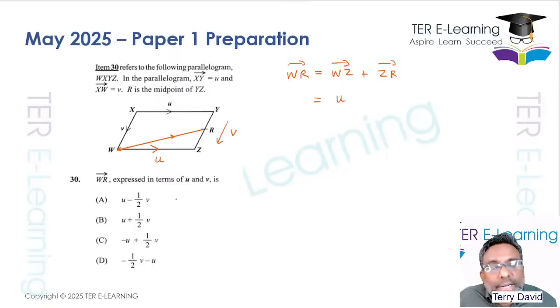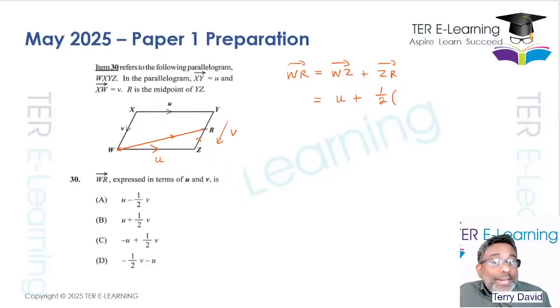Make sure I'm saying this correct. Yeah. So we want to go this way. We want to go ZR. Now R is actually the midpoint of YZ. But the thing is, ZR is going to be a half of the vector that is YZ.